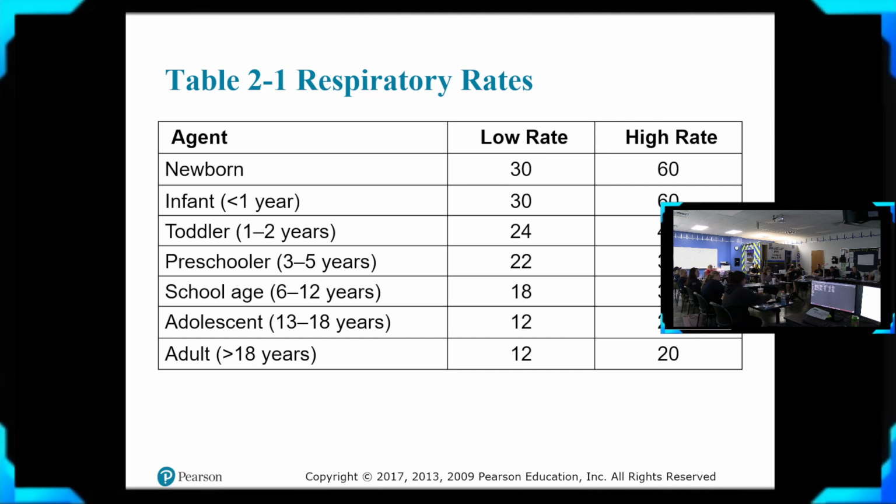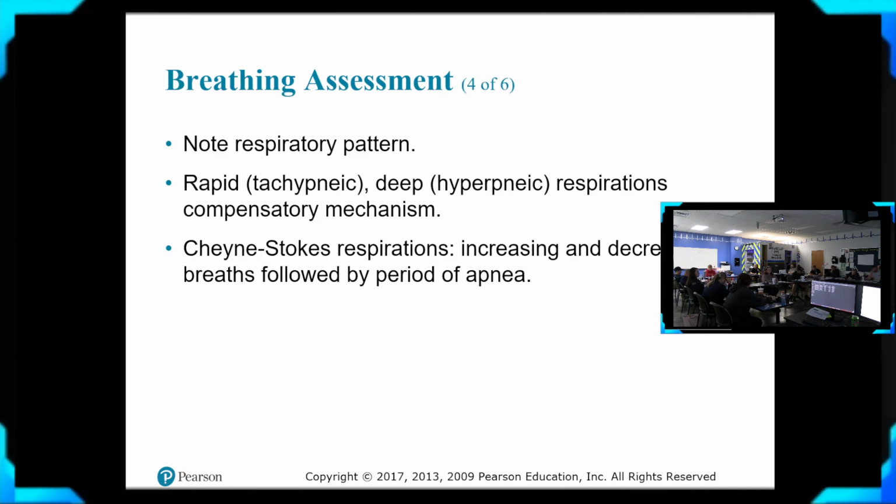There's your respiratory rates for children, which most of us don't know. I would mark that page in your book. It is page what, Jacqueline? 28. Note respiratory pattern: tachypneic, hypopneic, or hyperpneic. All of those are terms that we can use.